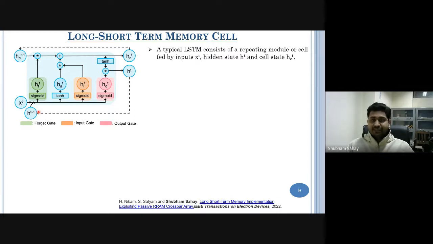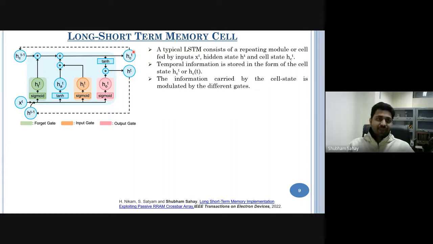So the temporal or contextual information is stored in the form of this cell state, or C_t. All of these are matrices; just remember that they are numbers arranged in the form of matrices. This cell state, or context, is modulated by different gates: the forget gate, the input gate, and the output gate. These gates are themselves neural networks, and they tune the contextual information as the network passes through several layers of such cells.